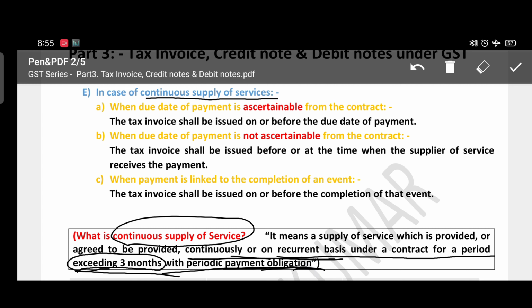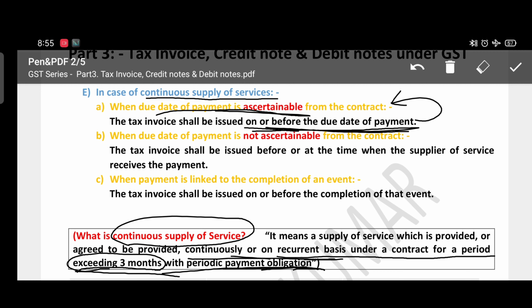So when should we raise the tax invoice? In case the due date of payment is ascertainable, the tax invoice shall be issued on or before the due date of payment.